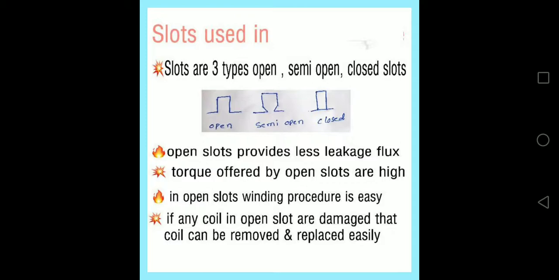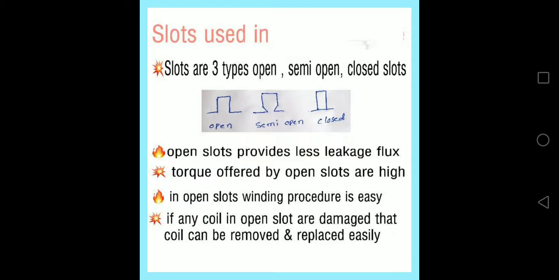The current is inversely proportional to power factor because in the formula P equals VI cos phi, I equals P by V cos phi. When the open slot is used, current drawn is more. When current is more, cos phi is very less. So if you use the open slot, power factor is very less.